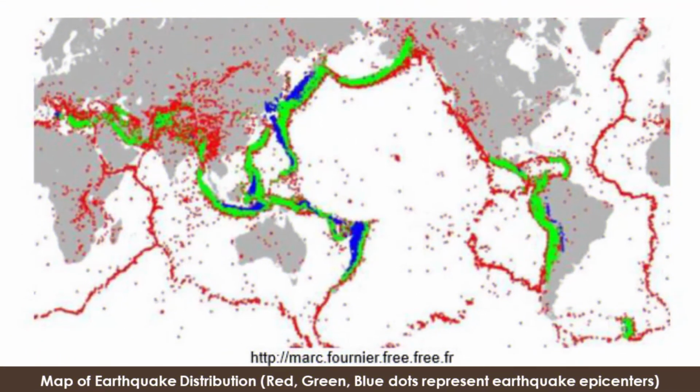Now, let me show you a map of earthquake distribution across the world. The red, green, and blue dots represent earthquake epicenters. You will notice that there are clusters of earthquake epicenters that extend in a line. Why is this so?